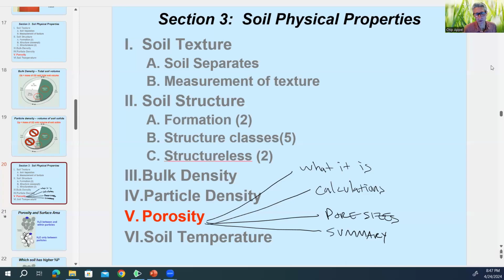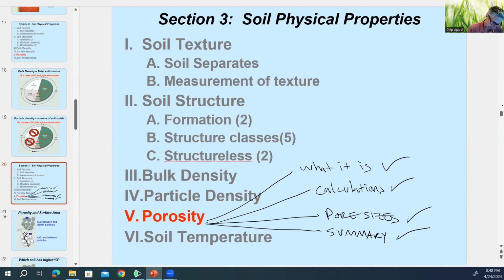All right, third and final video. In this video, we are going to talk about porosity. And in this discussion of porosity, we're going to talk about what it is. We're going to do some calculations related to porosity. We're going to talk about pore sizes. There's three main pore sizes, and they have specific properties associated with each one. And then we're going to summarize everything together. That is bulk density, particle density, and porosity to bring it all together, full circle.